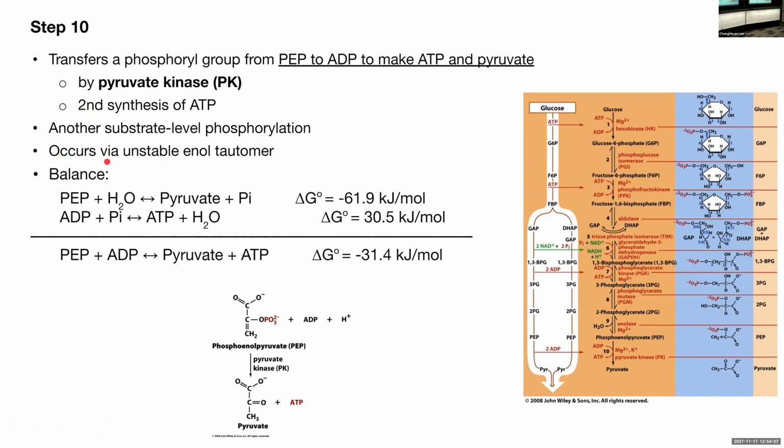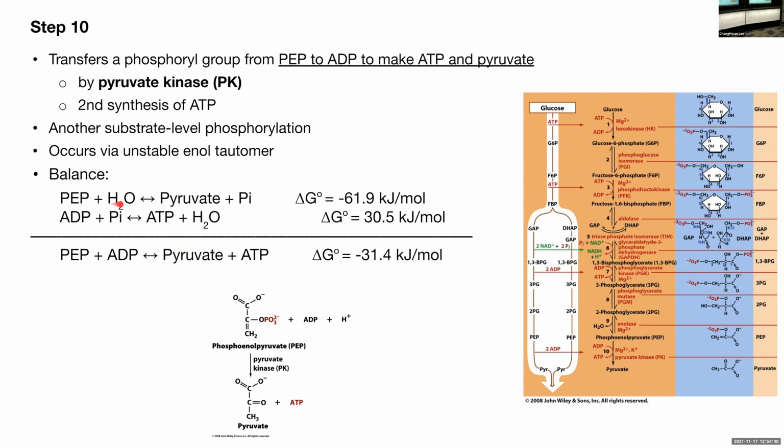And that occurs via an unstable enol tautomer. So this is an enol tautomer, and this is a keto tautomer, where you can see the enol tautomer has an enol group, basically the alcohol group, which is O and something else, as opposed to the keto group, which will have this ketone functional group. And the energetic balance for this reaction would be adding these 2 individual reactions.